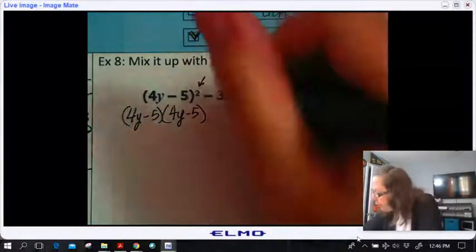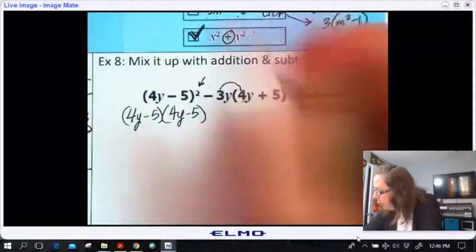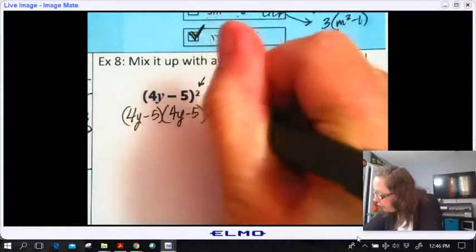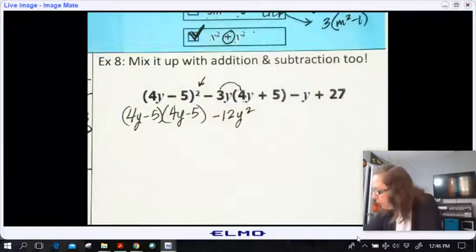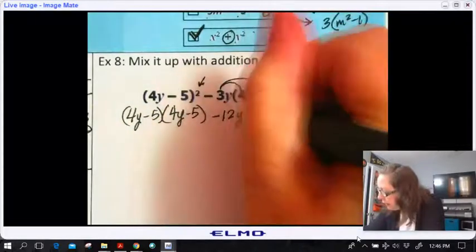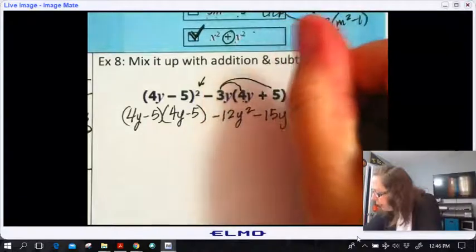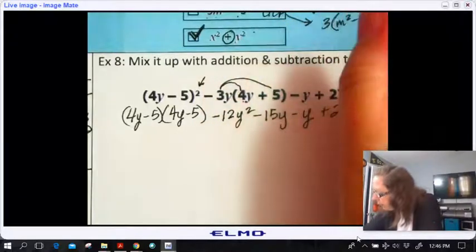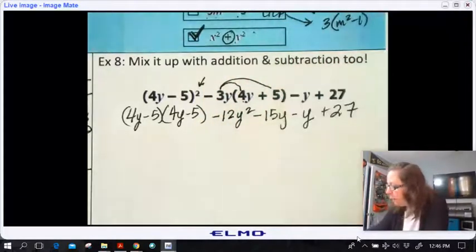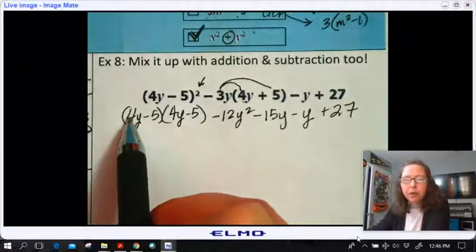And then let's see, I'm going to go ahead and distribute. Negative 3y times 4y is negative 12y squared. Negative 3y times 5 is negative 15y. And then just bring down these in the back. Okay. All right, now I'm actually going to go ahead and multiply this out. And I'm just going to use our distributive property.